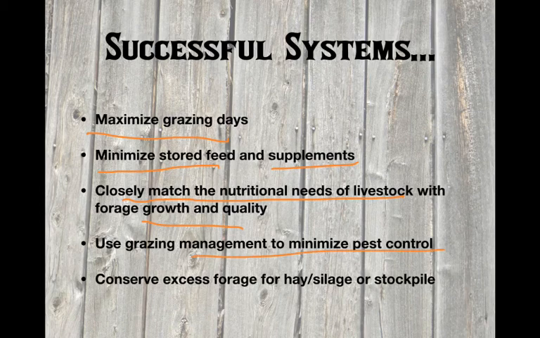Utilize grazing management to minimize pest control. We try to use our rotational grazing to avoid parasite issues in the sheep. We've been getting better and better at doing that. Any excess, whether you stockpile it or whatever, put it up for hay or silage, stockpile it, do something to try to find a way to conserve that excess forage when you have it, basically save it for a rainy day when you need something and you're short on dry matter, so you'd have some conserved forage to come back to.